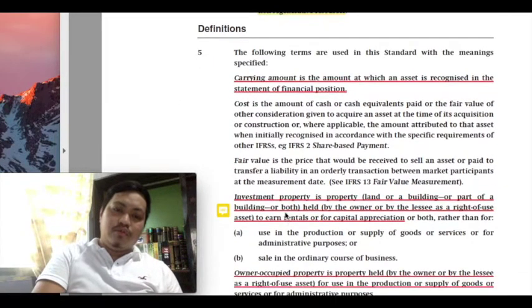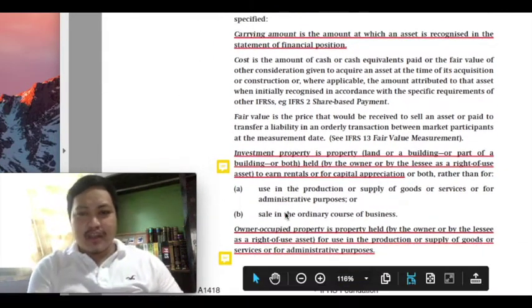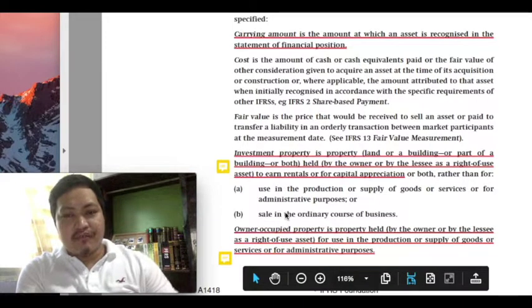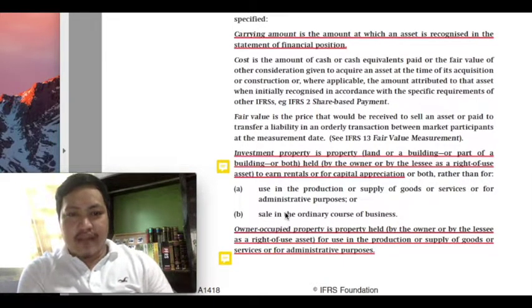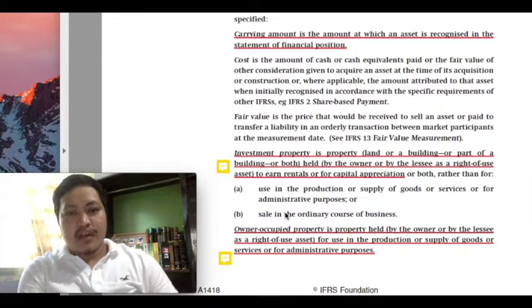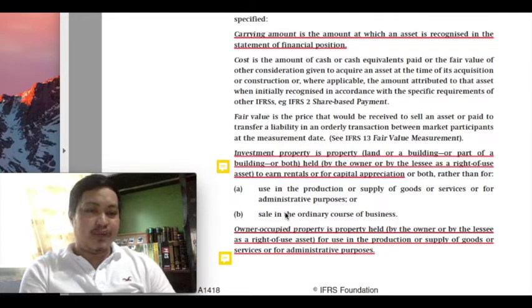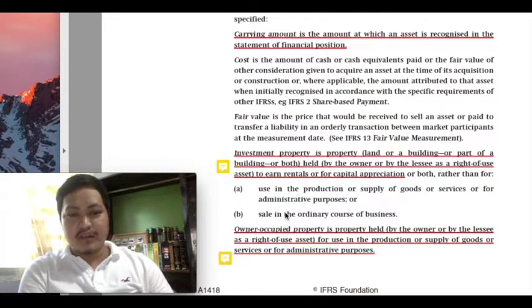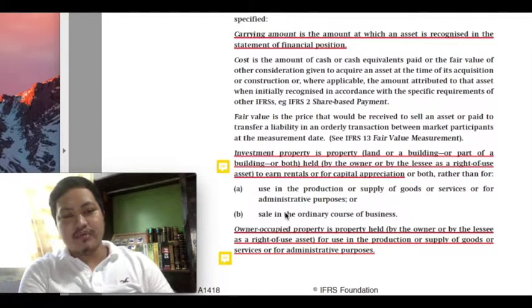And if we are to scrutinize further the definition, class, the definition does not even have to tell us that a land or building that is used in the production or supply of goods or services or for administrative purposes is not covered by PAS 40, is not an investment property, because we already know that that would be considered as an item of property, plant, and equipment. Okay, and for letter B here, class, if it is held for sale in the ordinary course of business, we already know that that is considered to be an inventory and therefore governed by PAS 2.